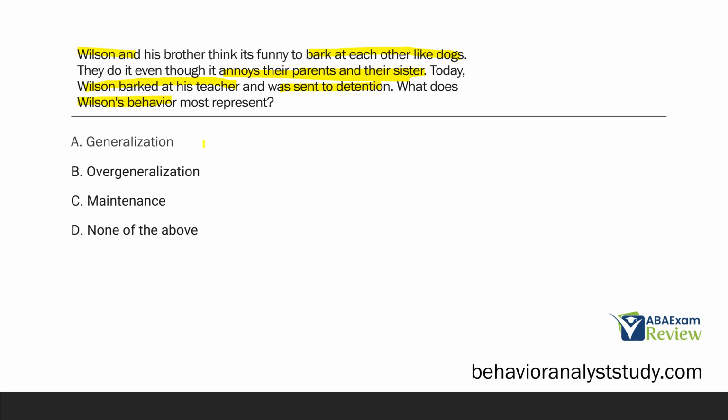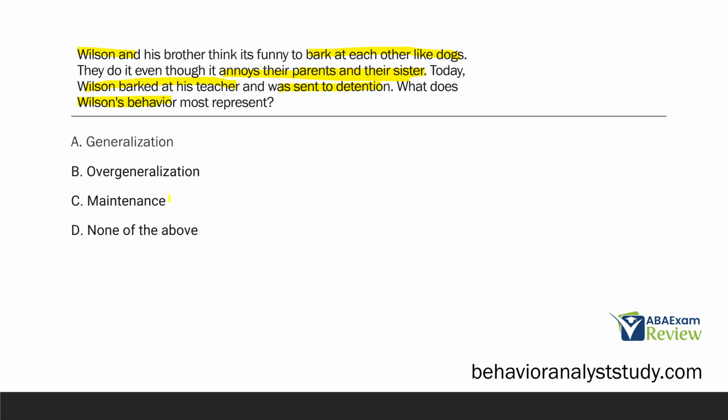Do we pick A and move on? We don't. We read every answer choice. We want the best answer, the answer that most describes what his behavior represents. So B, overgeneralization, is a much better characterization of what's occurring. Generalization is just saying the behavior is happening in different environments in the presence of different stimuli. Overgeneralization is saying the behavior is happening at inappropriate times, in inappropriate settings, and too much. That's what's happening with Wilson's behavior. It's happening at the wrong time.